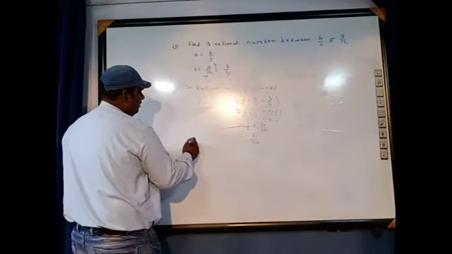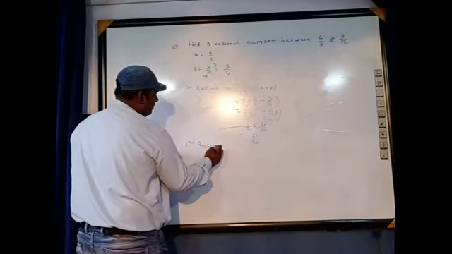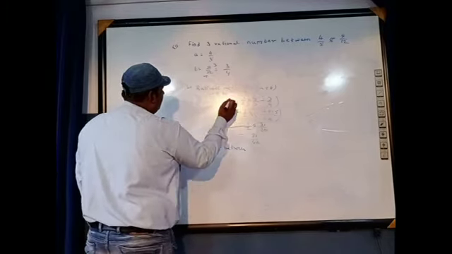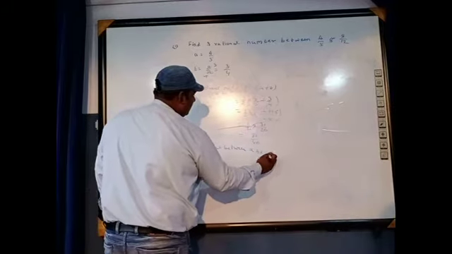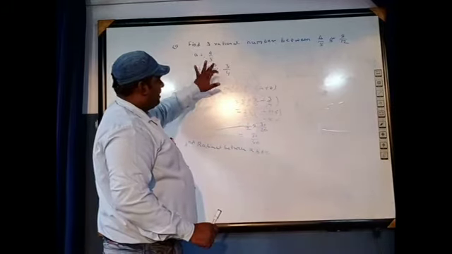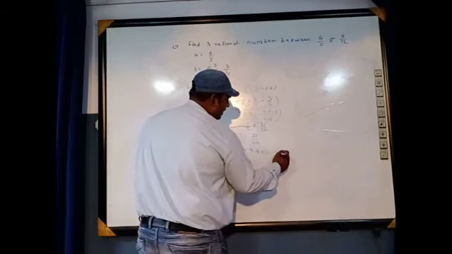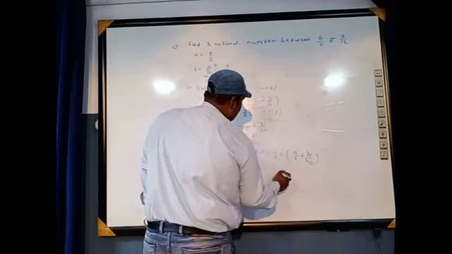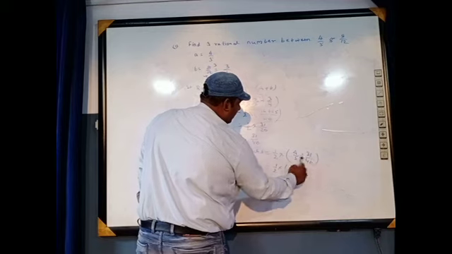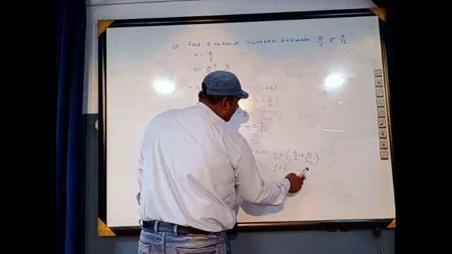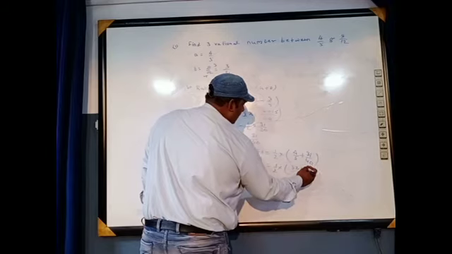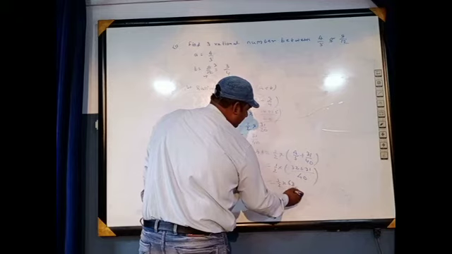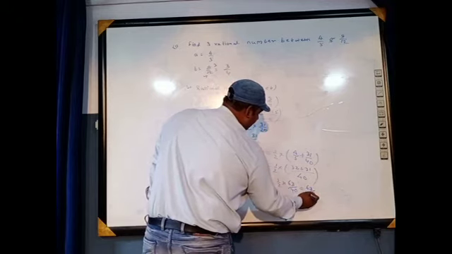Now the second rational number will be any one of the two. We will take either 4 by 5 and then 31 by 40. We are taking half into 4 by 5 plus 31 by 40. We will find the LCM of 5 and 40, that is 40. 8 times it will come, 32 plus 31. Half into 63 by 40, that is 63 by 80.